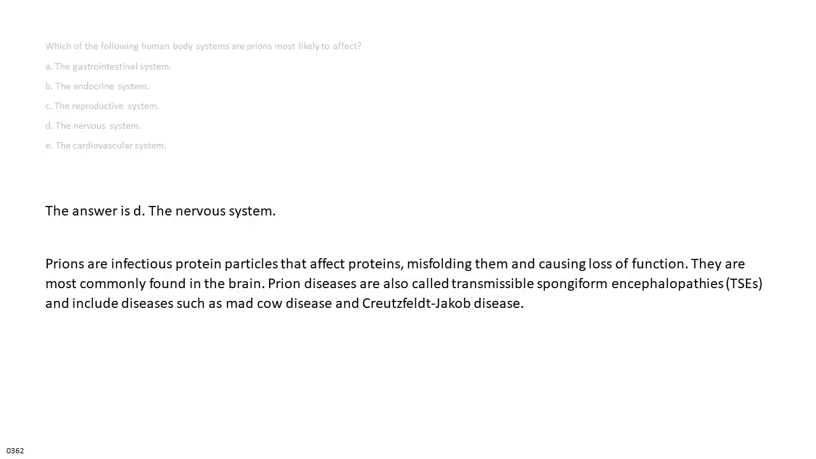The answer is D. The nervous system. Prions are infectious protein particles that affect proteins, misfolding them and causing loss of function. They are most commonly found in the brain. Prion diseases are also called transmissible spongiform encephalopathies, TSEs, and include diseases such as mad cow disease and Creutzfeldt-Jakob disease.